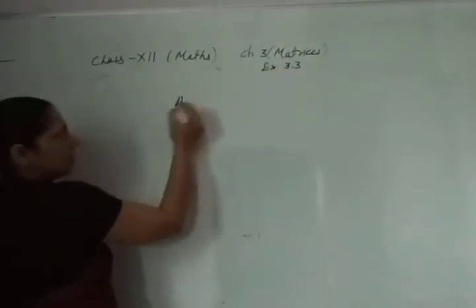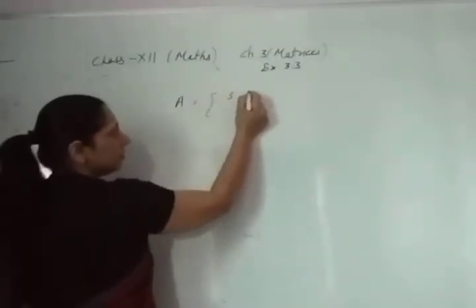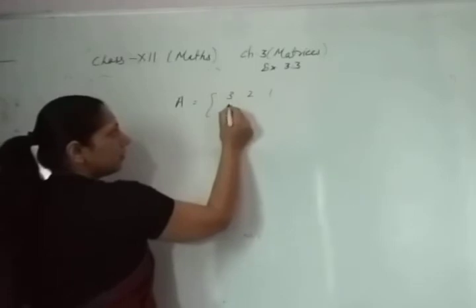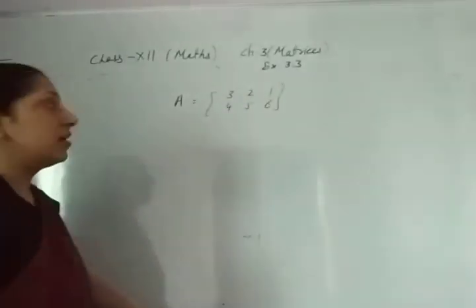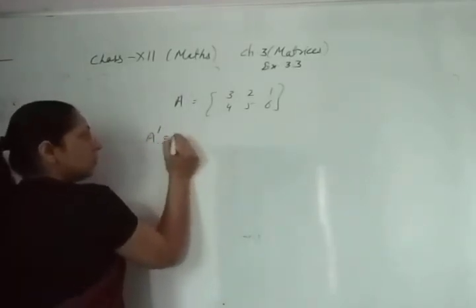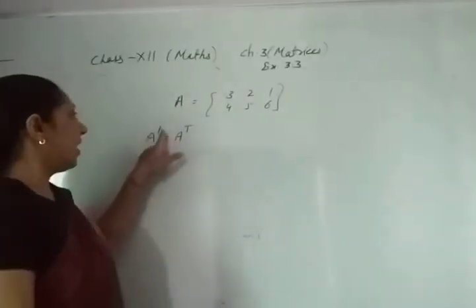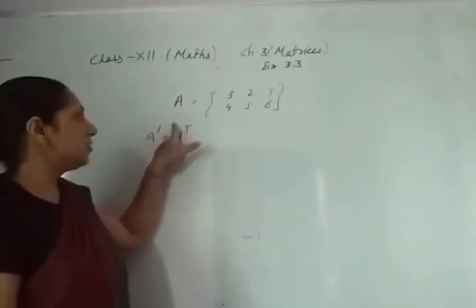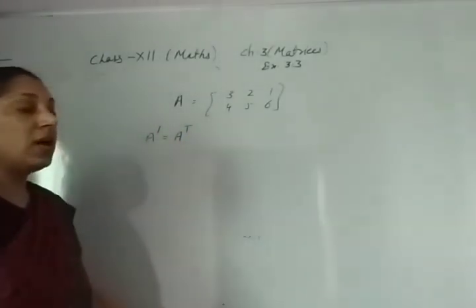Suppose A is a matrix equal to 3, 2, 1, 4, 5, 6, and we denote its transpose by A transpose, or we can write it AT. So it's called A transpose. We can write A dash or we can write AT. So this is called the transpose of a matrix.